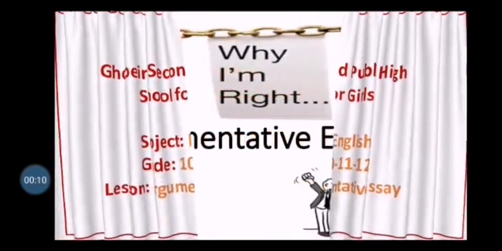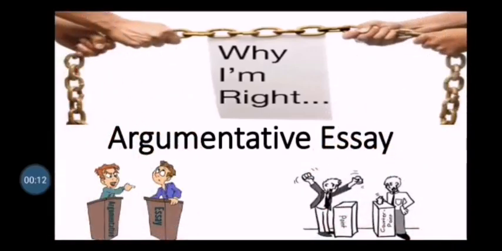If we look closely at the picture in this slide, we'd see two figures pulling in two opposite directions and the phrase, "why I'm right." What does this imply? It implies that each one of them is trying to pull the other to his side and convince him of his point of view or stand. How do you think one would be able to change the other person's stand and pull him to his side?